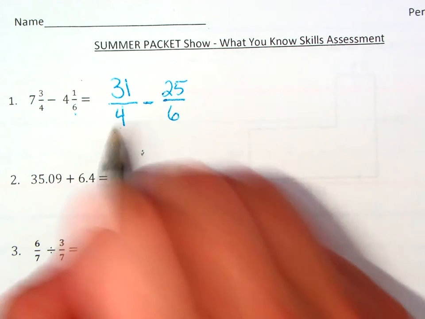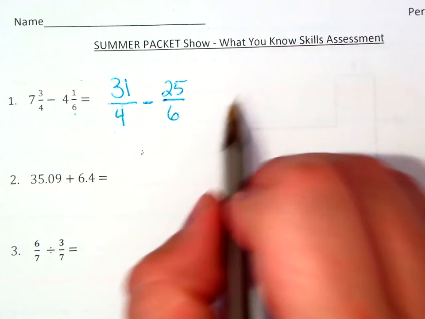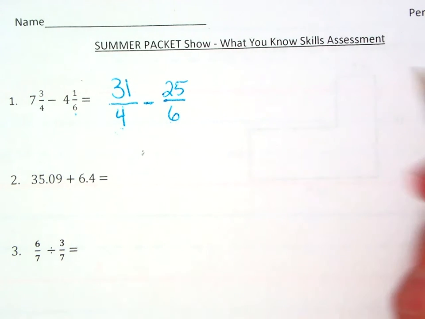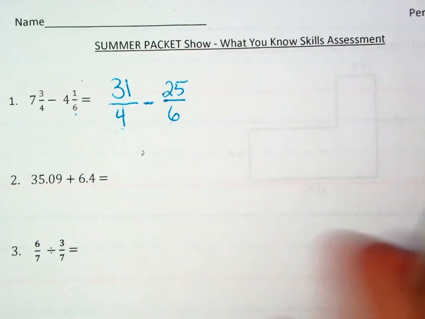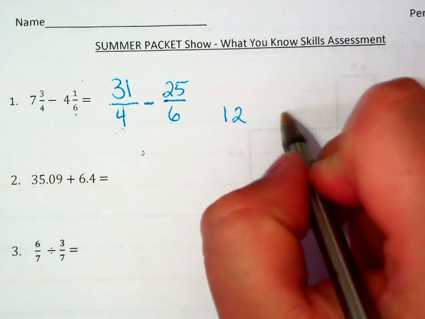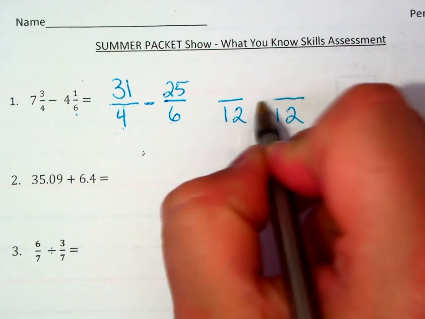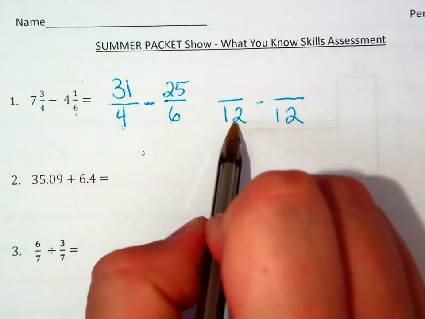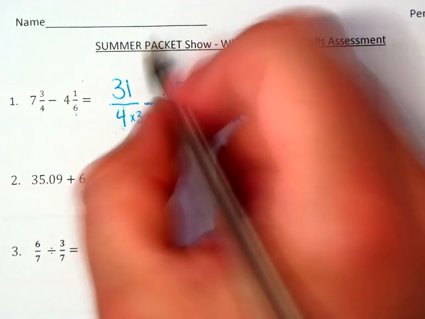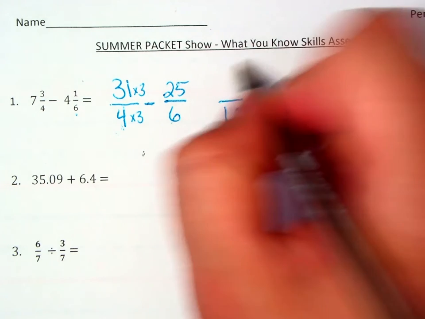Since our denominators are different, we need to find what number we can multiply both expressions by so that we will get the same denominator. Looking at 4 and 6, I can see that they are both multiples of 12. So I'm going to change my denominator in both expressions to 12. 4 times what number gives me 12? That was 3. So I now need to multiply my numerator by the same value, 3, to give me an equivalent fraction.